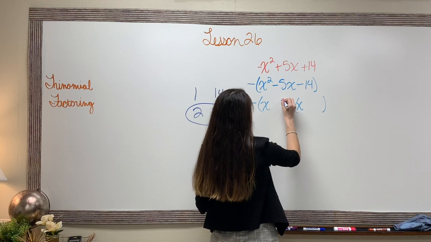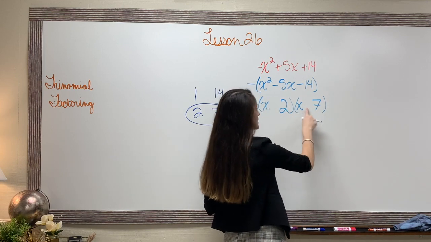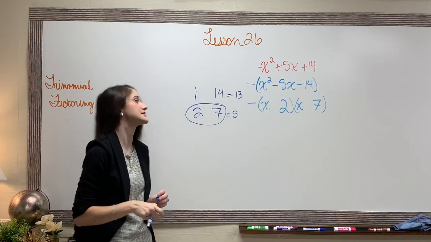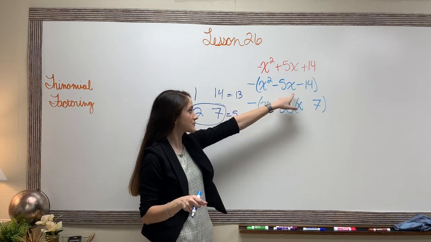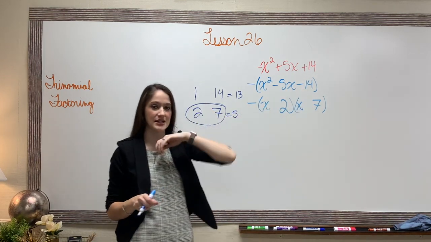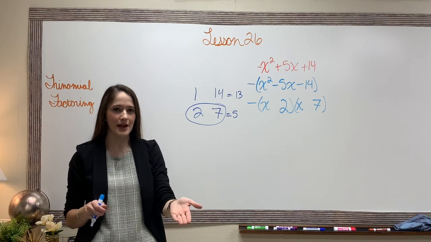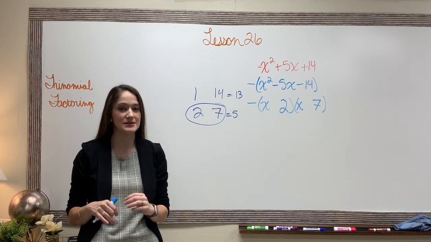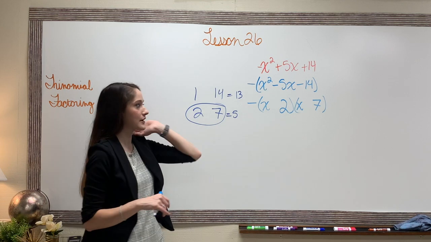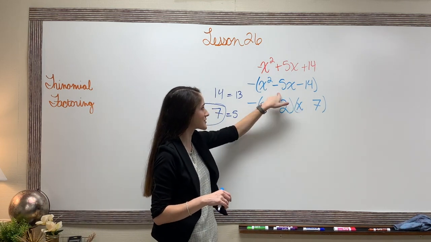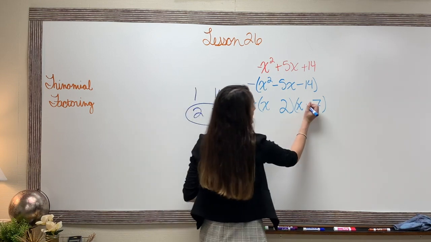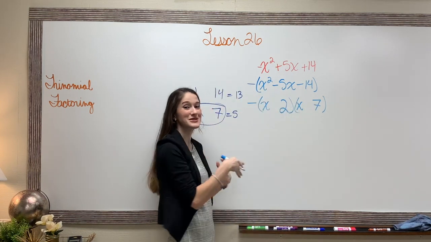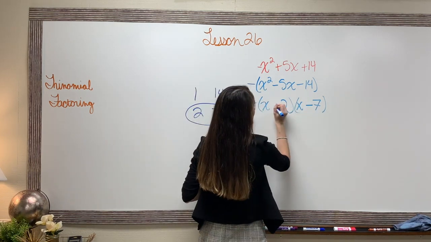But notice what I still have not done yet. I still have not assigned signs to these two numbers. So when I'm multiplying, I'm going to get -14. The only way that can happen is if one of these numbers is a positive and the other one is a negative. And when I subtract these two numbers, I need to get -5. That means my higher number needs to be negative.